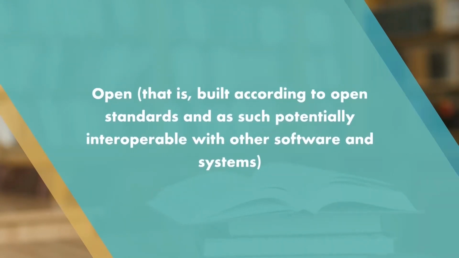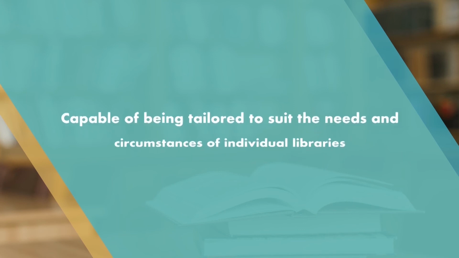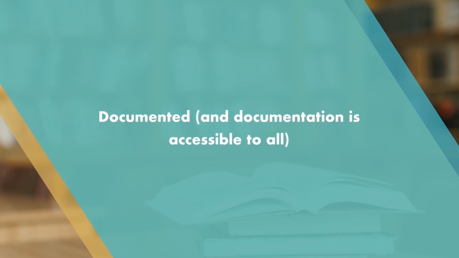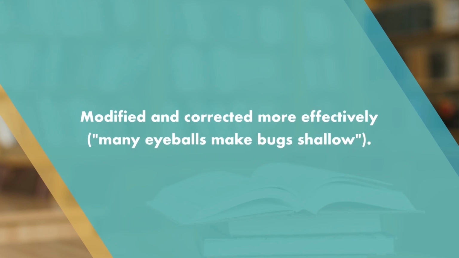It is open, that is, built according to open standards and thus potentially interoperable with any other software and system. Ubiquitously available to all libraries, capable of being tailored to suit the needs and circumstances of individual libraries. Documented: nowadays documentation related to open source software is very comprehensive. For example, you can check the Koha manual. And modified and corrected more frequently in comparison with commercial software.